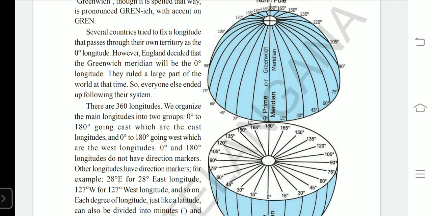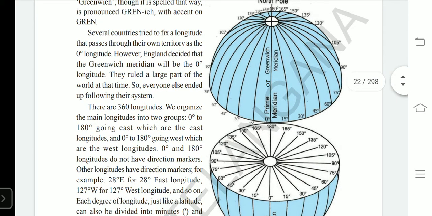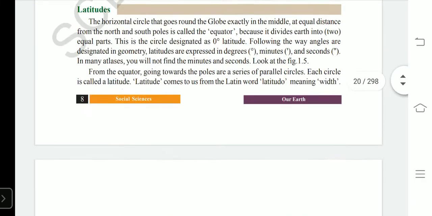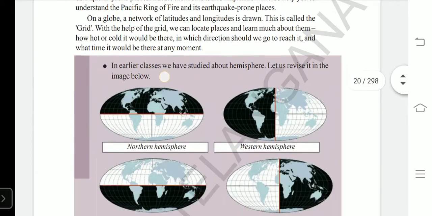Then this prime meridian also divides Earth into two equal halves. One half is at the left side, another half is at the right side. The half part at the right side, we call the Eastern Hemisphere, and the part to the left side, the other one, we call the Western Hemisphere. Okay, I'm taking you back to that diagram to help you understand clearly.